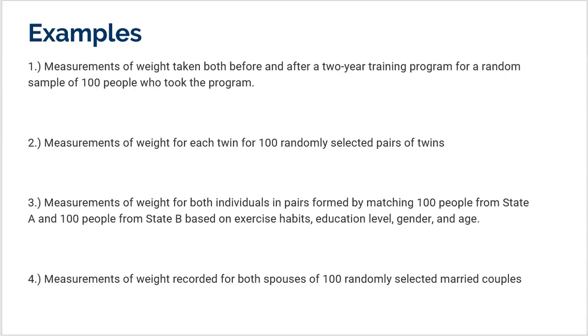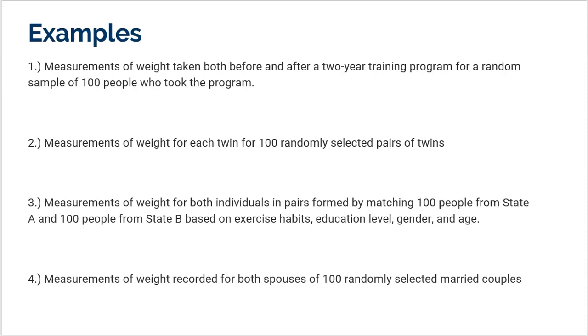Measurements of weight for each twin. This is an example of the twins, right? So we have 100 pairs of twins, and we're going to look at the difference in the weights between each pair. So we're going to have essentially 200 measurements, 100 of the one twin, 100 of the other twin, but we don't care about that. We care about the differences. We care about the 100 differences between each pair of twins. Third example is measurements of weight for both individuals in pairs formed by matching 100 people from state A and 100 people from state B.